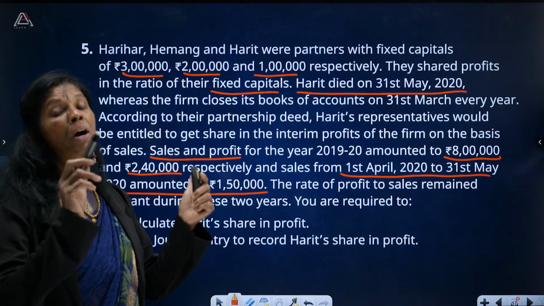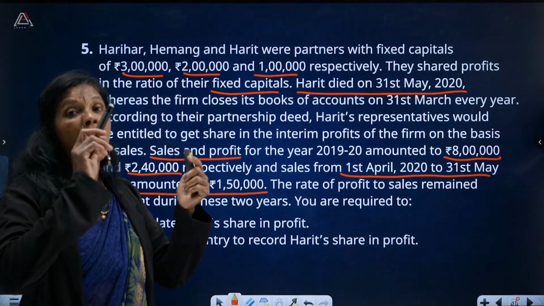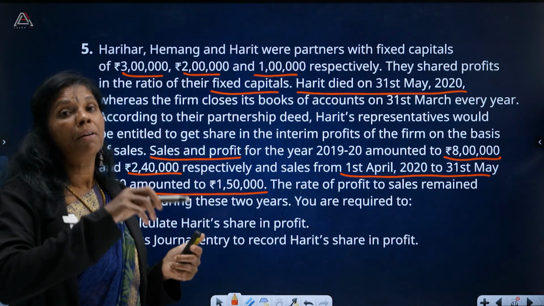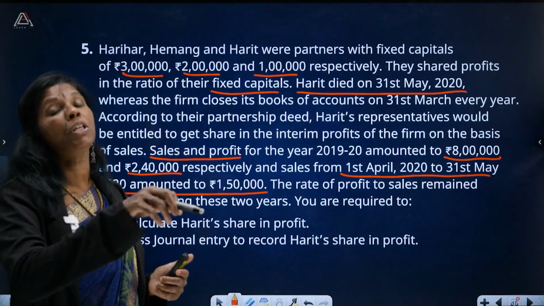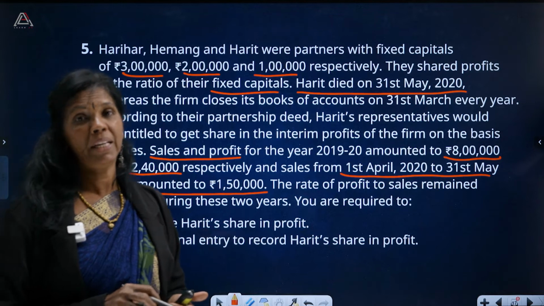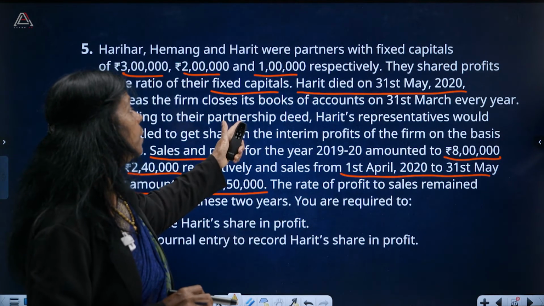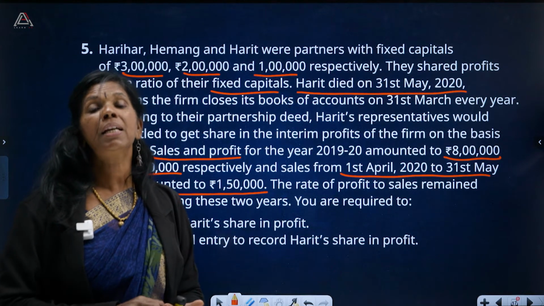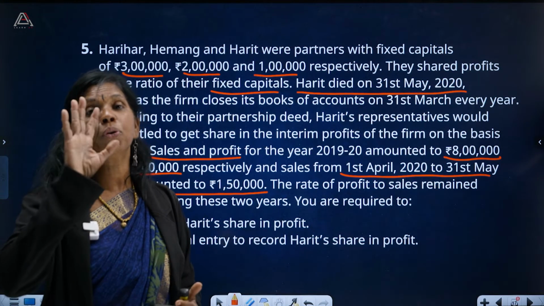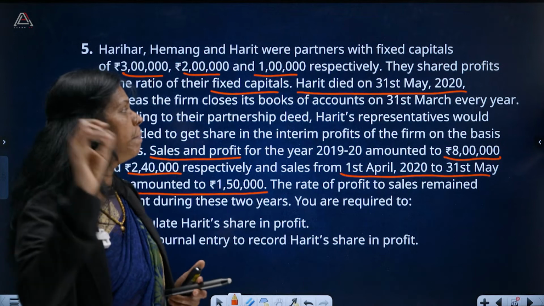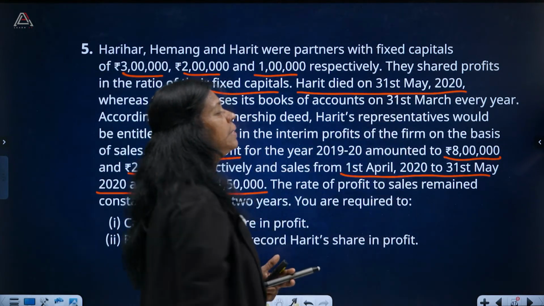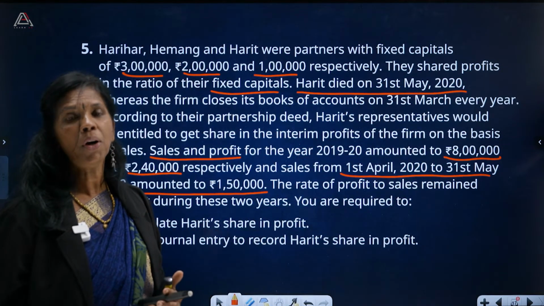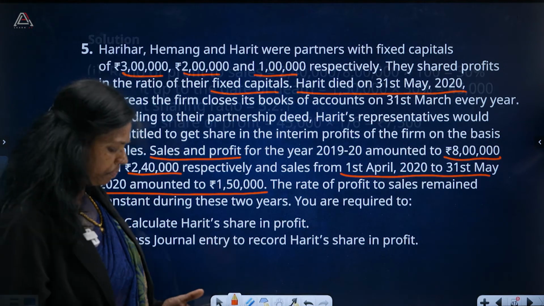Then first you have an idea about how long he will be there after the closing date of the accounting period. The closing date of the account, March 31st, is the closing date. After that, he remained next year only for 2 months, that is April and May. That is, he died on 31st May. So, let us see the calculation.